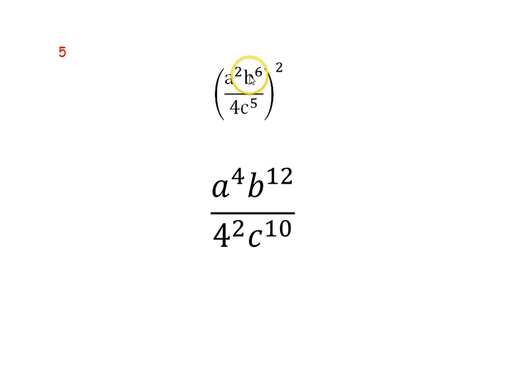The b to the 12th comes from b to the 6th squared. Again, power to a power. 6 times 2 is 12. The 4 squared comes from 4 being squared. 4 times 4 is 4 squared. And then the c to the 10th comes from c to the 5th squared. Power to a power. And if we were to write this out, this would say a squared times b to the 6th over 4 times c to the 5th times that same thing again, and we could write that out and see exactly that we will find this by adding those exponents together.